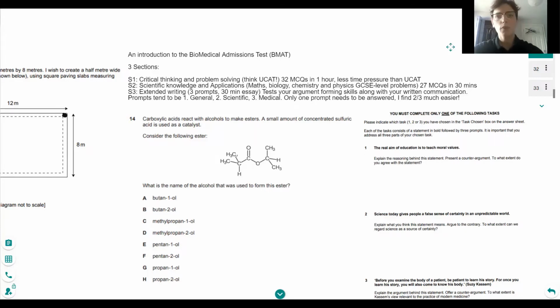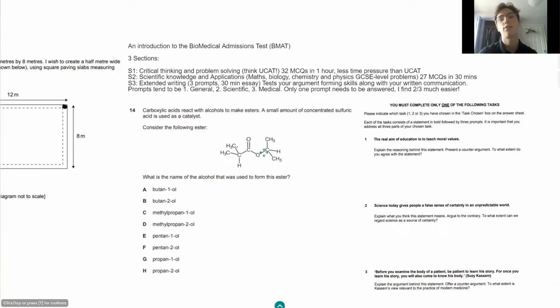So the BMAT test is made up of 3 sections. Section 1 is a critical thinking and problem solving test, which I think is really quite similar to the UCAT. You have 1 hour to answer 32 multiple choice questions, and I think that makes the BMAT section 1 a lot less time pressured than the UCAT. You get, in some cases, up to 4 times the time that you would normally get, but the questions do tend to be a little bit more tricky.